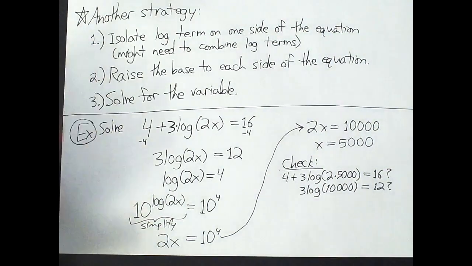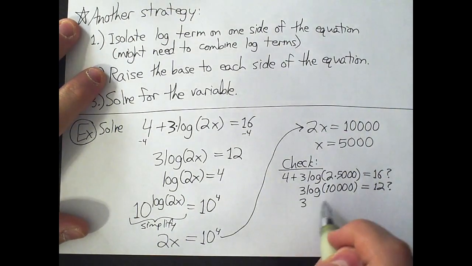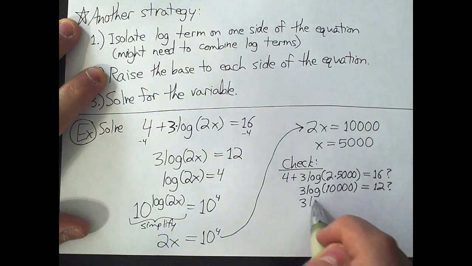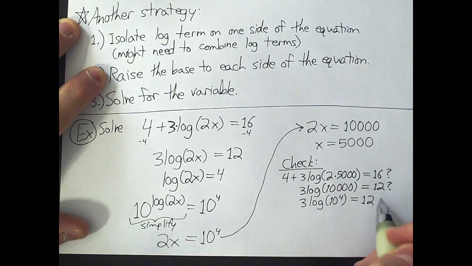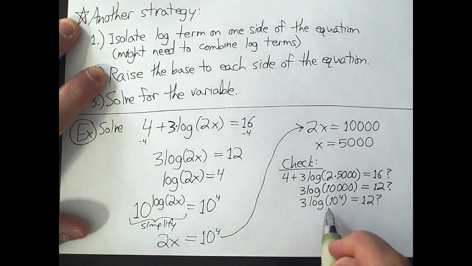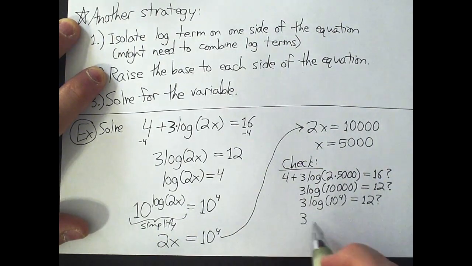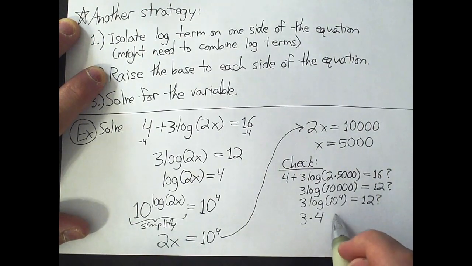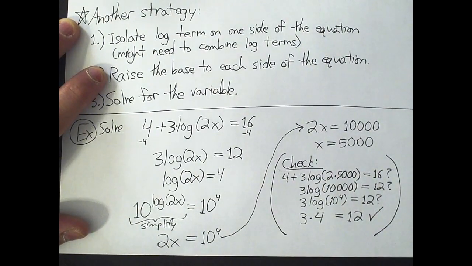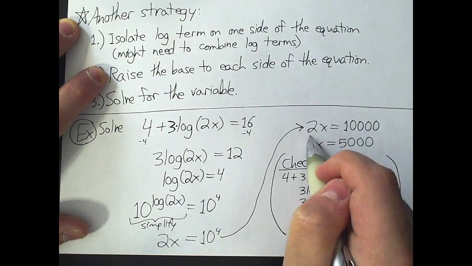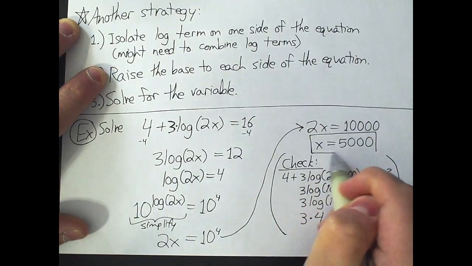All right, we're checking. Is this true? Log of 10,000. I know what that is because that's a 1 with 4 zeros. So this is like log of 10 to the 4. Right? So this log of 10 to the 4 is 4. So this is saying 3 times 4 equals 12. So yes, everything does check out in the original problem. When I use 5,000, everything looks good. So I'm going to put a box around it and say that is my final answer.